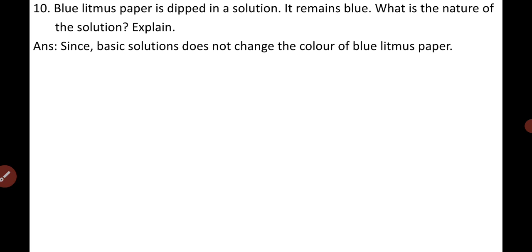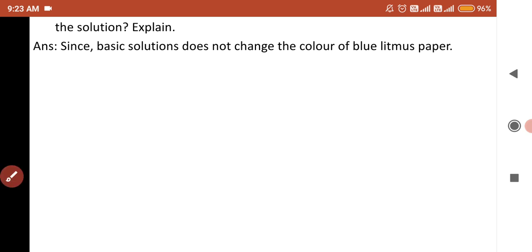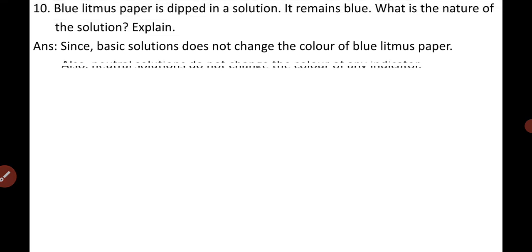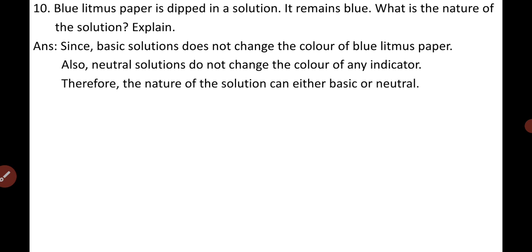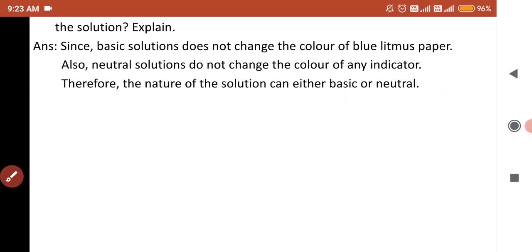So the nature of the solution can be what? Basic. The nature of the solution can be basic. Understood? Or one more point is there. You know that neutral solutions also do not change the color of any indicator, either red litmus paper or blue litmus paper. Neutral solutions also do not change the color of any indicator. It neither changes the color of red litmus paper, nor of blue litmus paper. So the nature of the solution can be either basic or neutral. Clear? So this is the answer of question number 10.